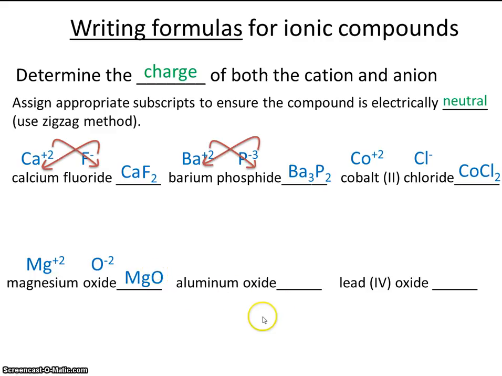All right, let's do aluminum oxide. Aluminum has a charge of +3. Oxide, as you remember, has a charge of -2. So when we cross them, it's written as Al2O3.